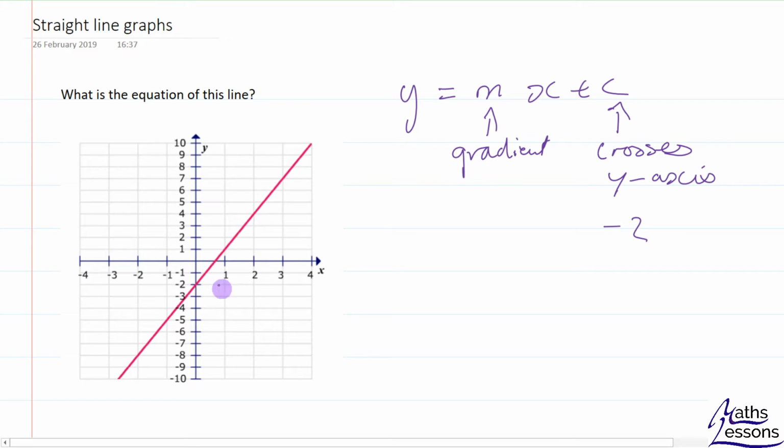The gradient, if we look at how far we go along and how far we go up, in this little triangle here we can see we go 1 unit along and 3 up. The gradient is how much you go up for every 1 you go along, or the change in y over the change in x. The change in y is 3 and the change in x is 1, so the gradient equals 3 over 1, which equals 3. So the equation of our line is y equals 3x minus 2.